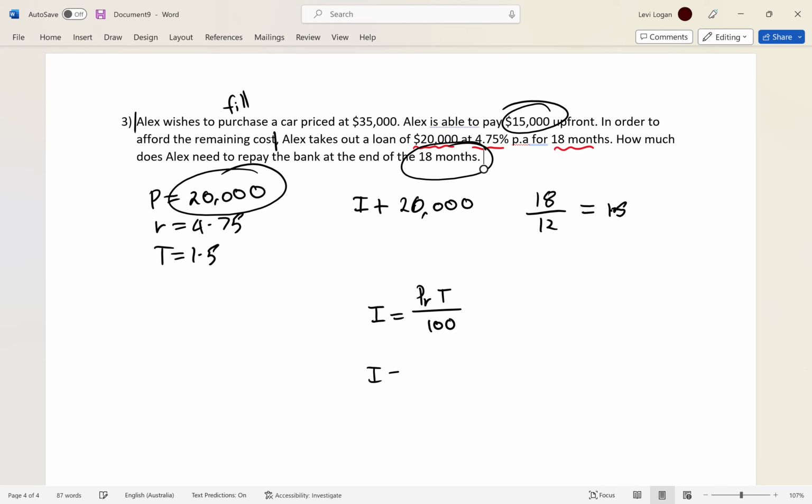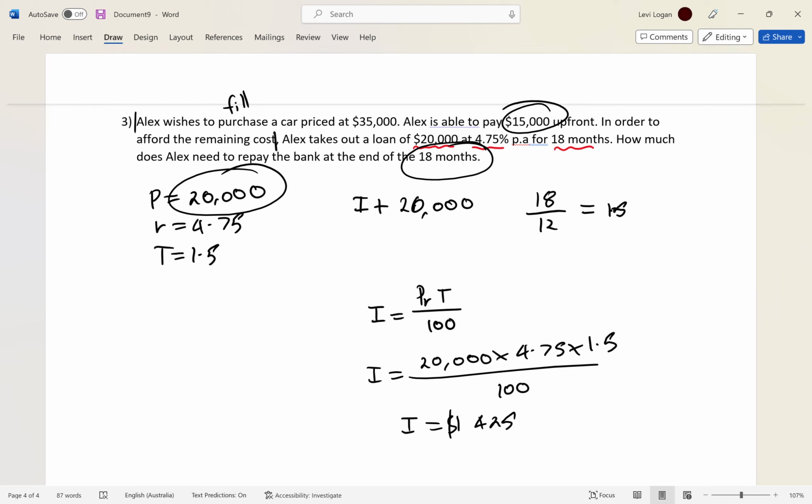All we've got to do is plug these numbers into the formula. I equals 20 grand multiplied by 4.75 multiplied by 1.5 divided by 100. So our interest is going to be $1,425, I think. Let me just check with the calculator. Yep. So that's the interest generated over the 18 months. Now, if you were to leave the question now, you wouldn't get full marks, because that's not what the question's asking for. It's not asking for the interest generated. It's asking for the total repayment at the end of the 18 months.